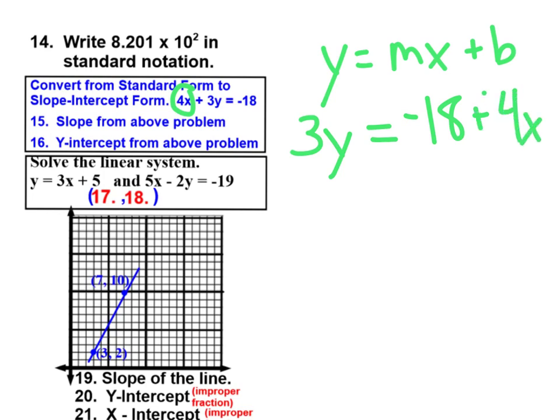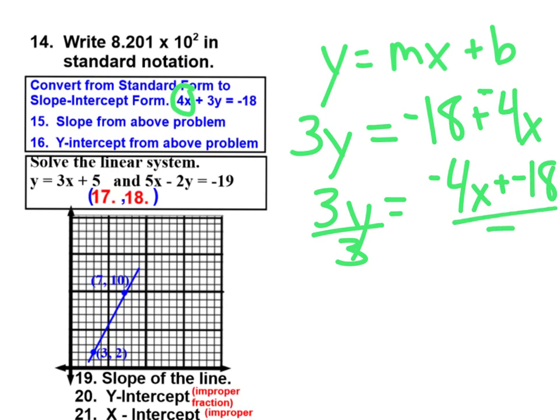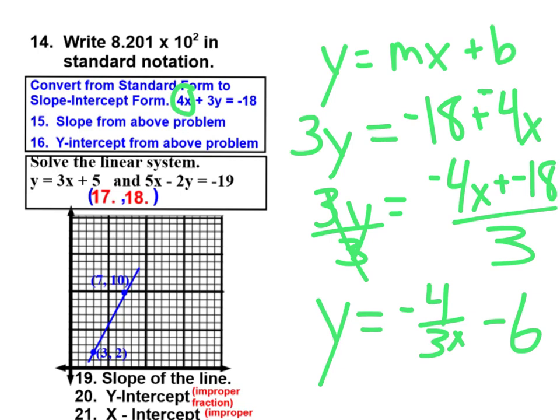Of course, I'm going to do leave change opposite, so I can put these in the correct order. And that would then make it 3y equals negative 4x plus negative 18, or minus 18, whichever one you want to do. And then I don't want 3y, so I divide by 3. I'm dividing this whole side by 3. This cancels out, and we're left with y equals negative 4/3 x minus 6. So to review, number 15 is the slope, so that's our negative 4/3. And then negative 6 is our y-intercept.